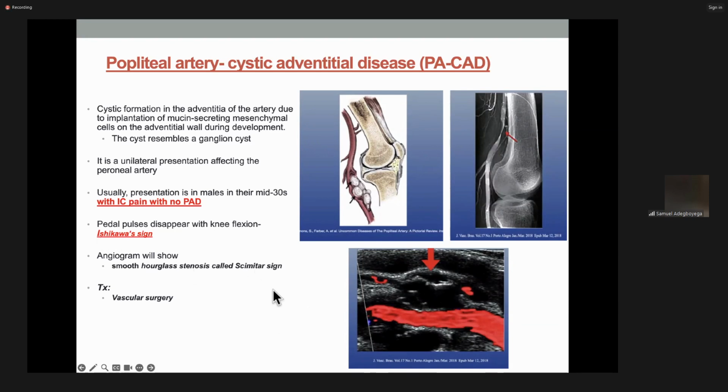Are they the same thing? No. Why not? The Shimitar sign is like the hourglass on the angiogram. That's the difference. The Shimitar sign is seen on an angiogram, not clinically. Big difference. Ishikawa is seen clinically, whereas the Shimitar sign is seen on the angiogram. So when you do an angiogram on a patient with this and flex their knee, you see hourglass stenosis. That's called the Shimitar sign. That's very important; you need to know that.